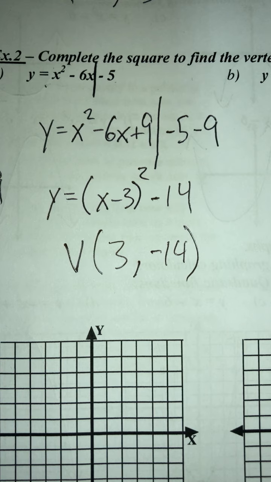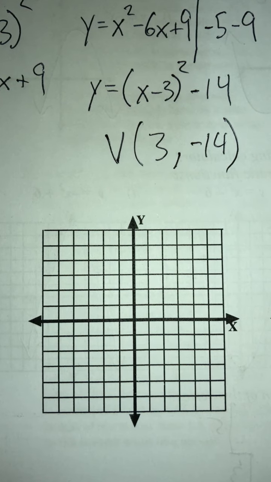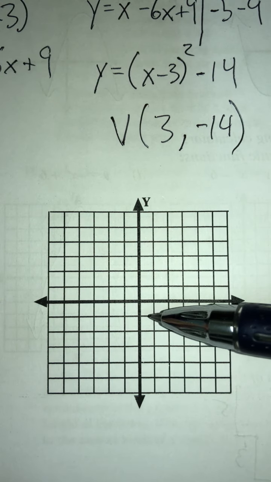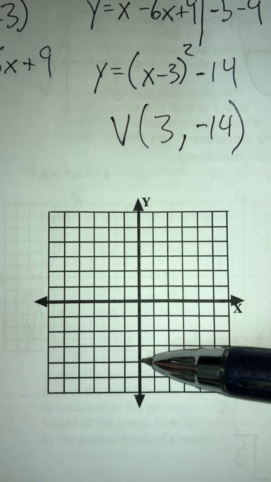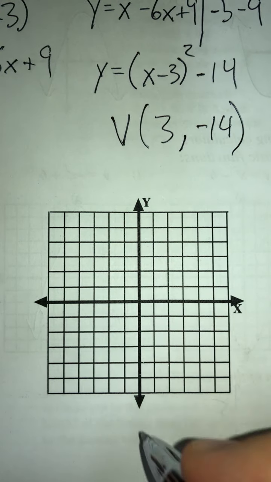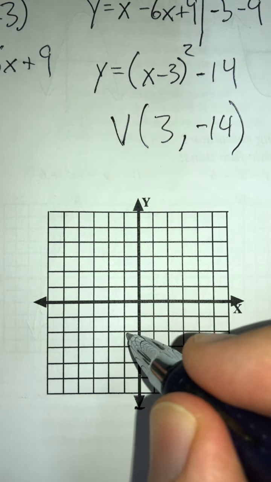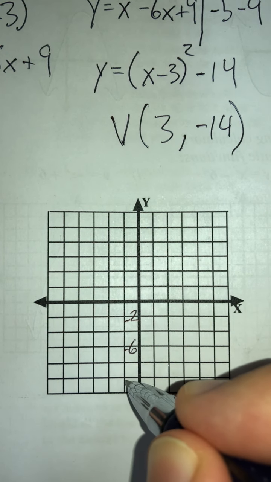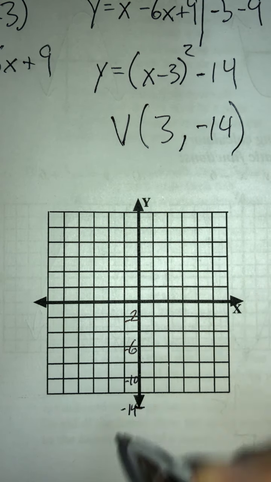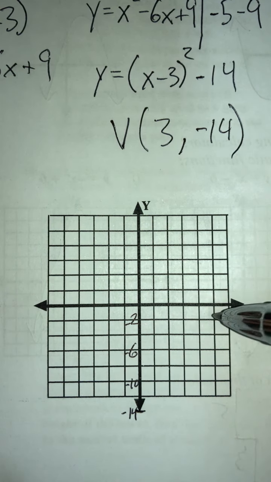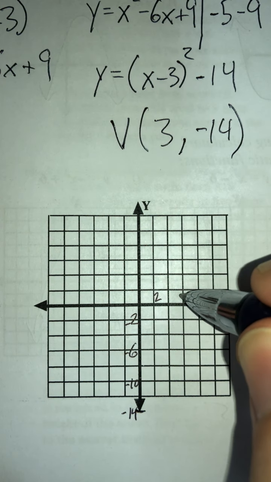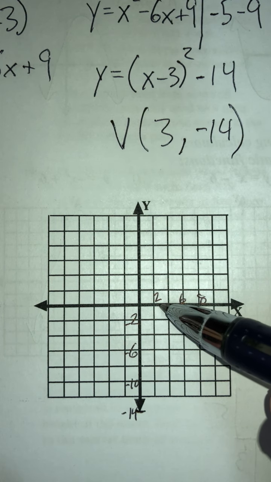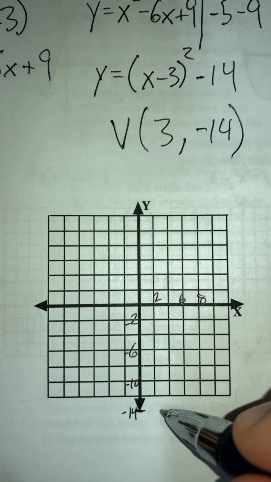So now we want to plot this. In order to plot this, I need to put the vertex on here. There's not 14 boxes, so I'm going to see if going by 2's works. 2, 4, 6, 8, 10, 12, 14. I can make this work. So I'm going by 2's. This is minus 2, minus 4, minus 6, minus 8, minus 10, minus 14. And then over here, I'm going to go by 2's as well, just to make this easier. 2, 4, 6, 8. So 3, negative 14. That goes here.